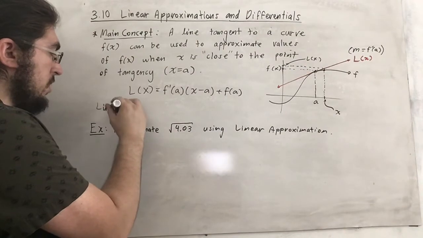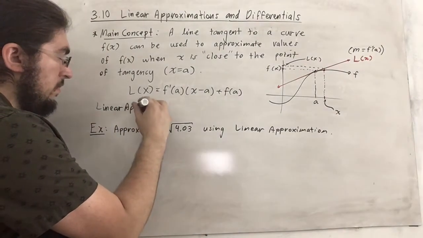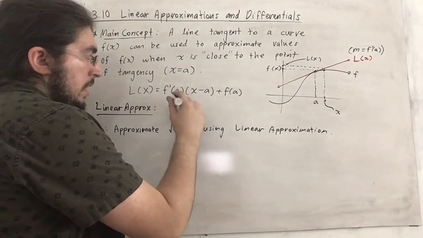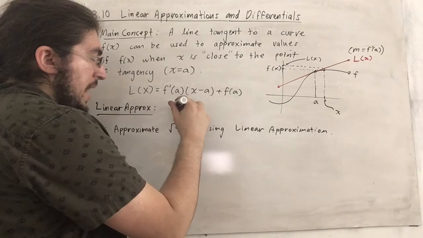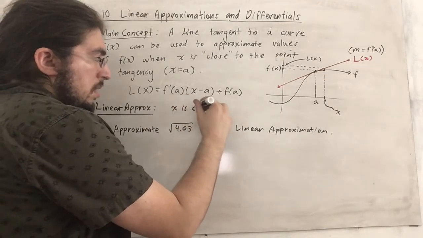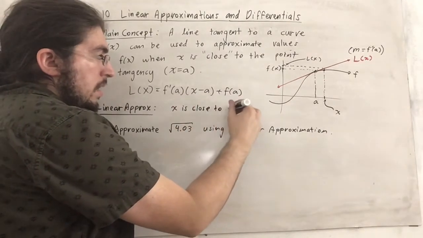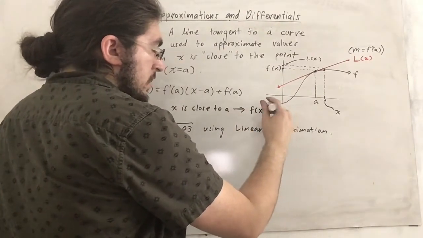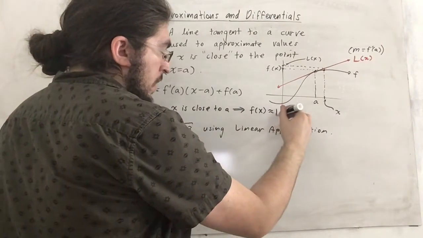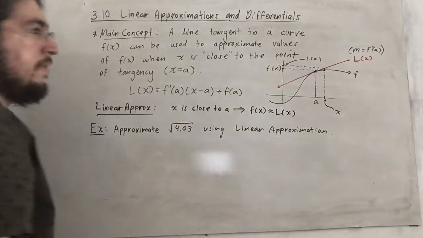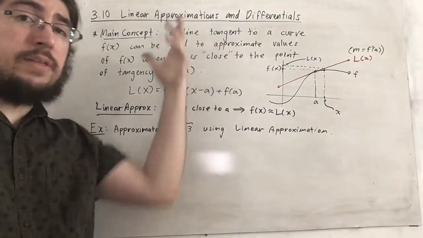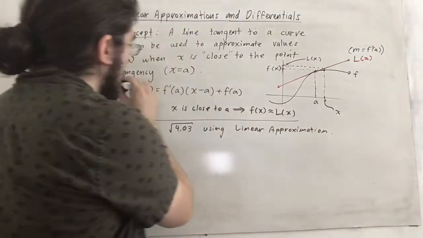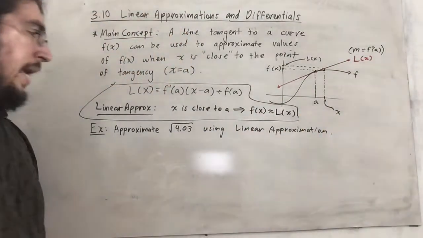So linear approximation really says the following. It says if x is close to a, then this implies that f of x is approximately L of x. So that's just this idea here that comes from the main concept. So I'll box these two. And we're going to use it now for this example.